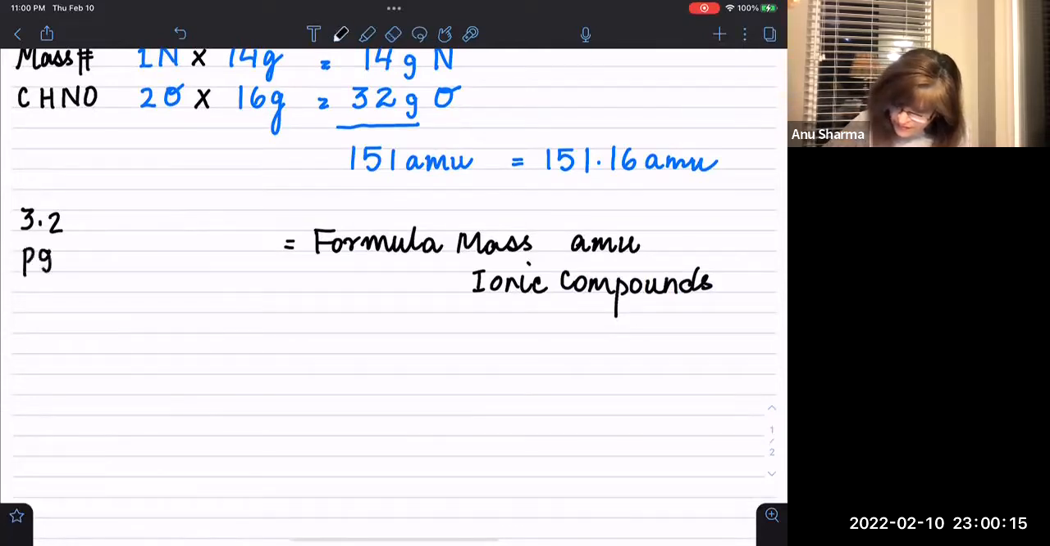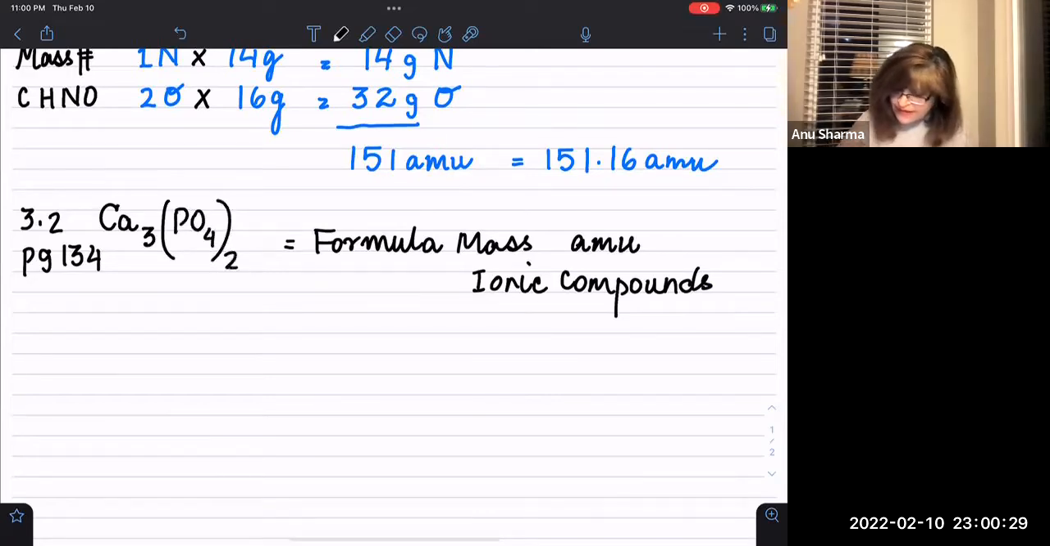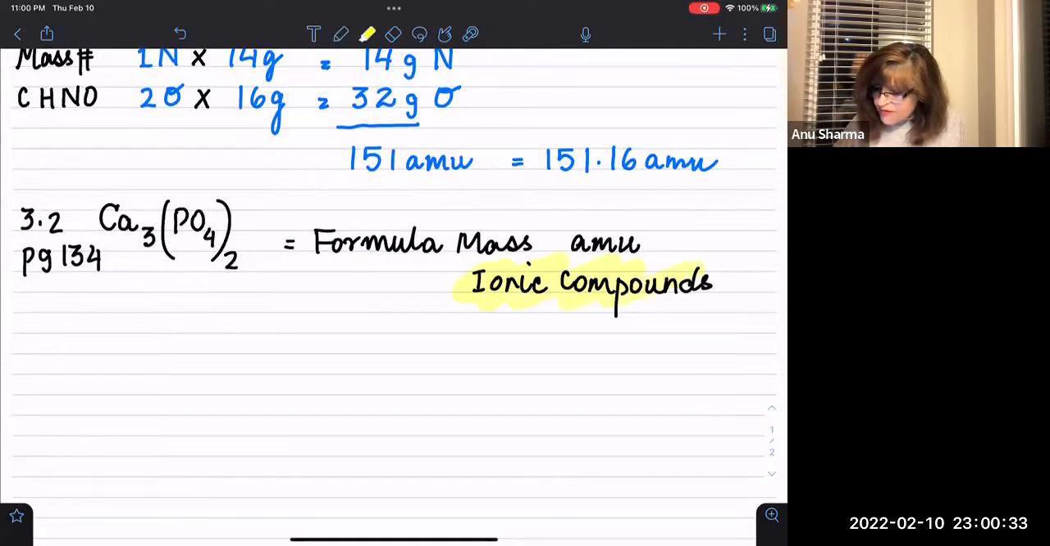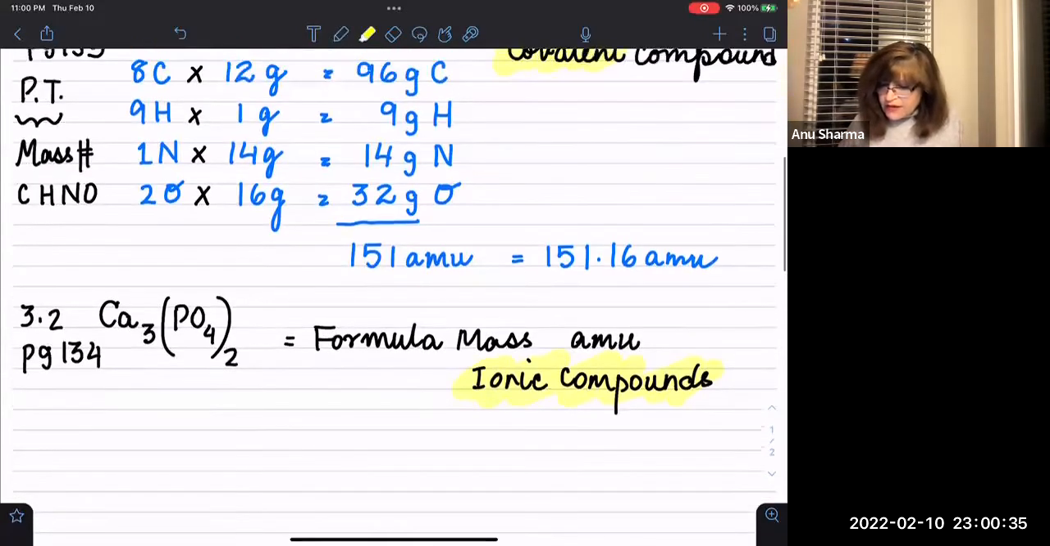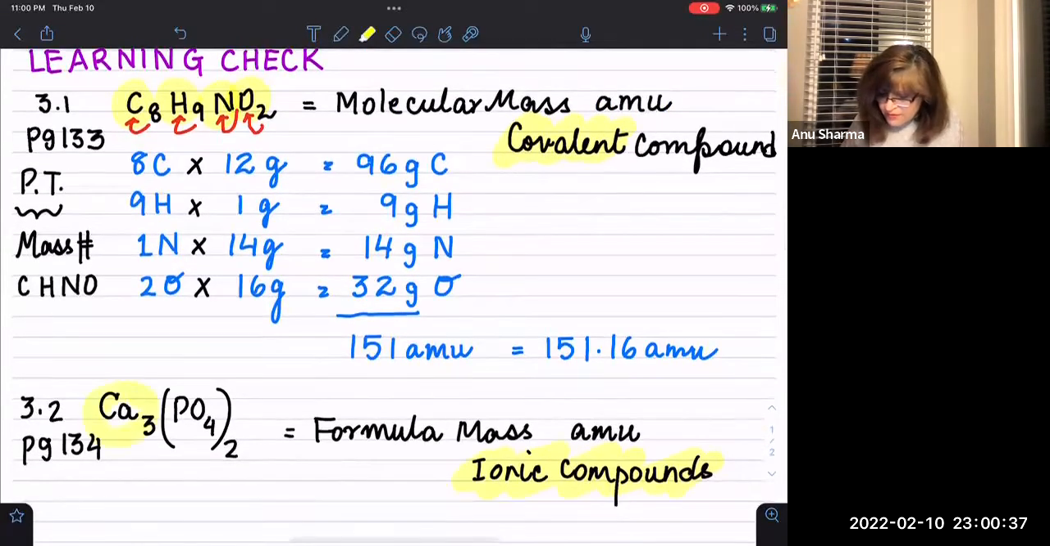Page 134. Here you are given this molecule, calcium phosphate: Ca3(PO4)2. This is an ionic compound because it's made up of a metal and a non-metal or the polyatomic ion. That's why we use the term formula mass for that.